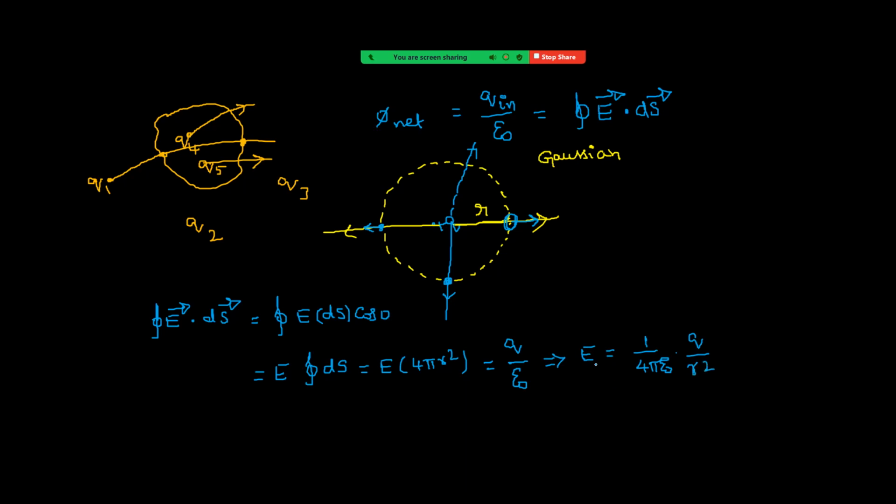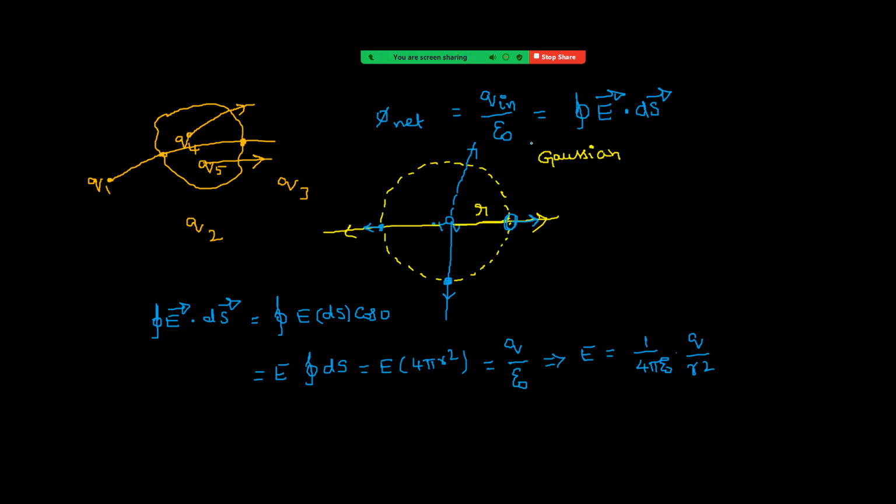That means the calculation becomes very simple when you choose the surface in such a way that at each and every point the angle between these two vectors is the same, and the modulus of E bar is the same. Like this, we can use Gauss law to calculate the electric field wherever the distribution of charge is symmetric.